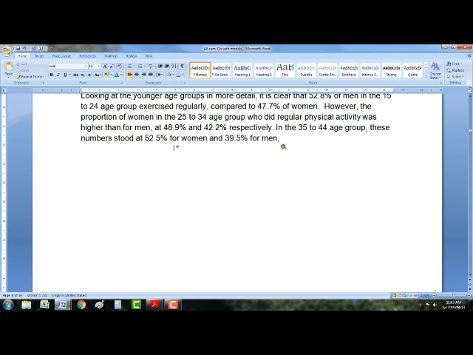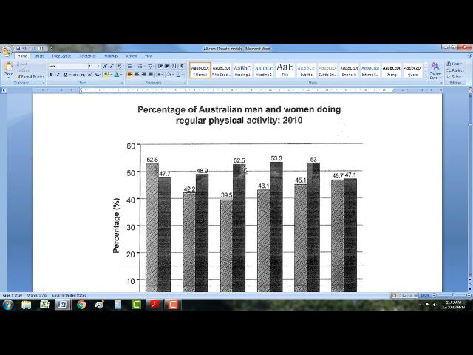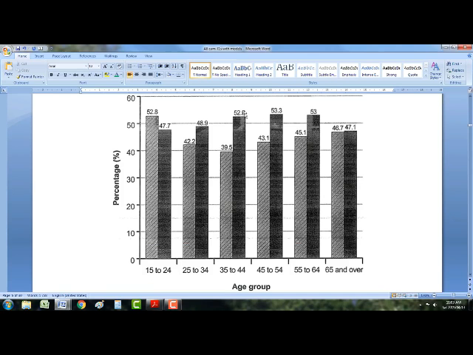Stood at 50.5, 52.5 for women, 39.5 for men. But please, you always want to be looking out for a comma which. Now, with the dynamic, we said comma which was the highest point on the chart, comma which was the lowest point on the chart. So we don't have points on the chart here. I wouldn't say which was the highest point on the chart.